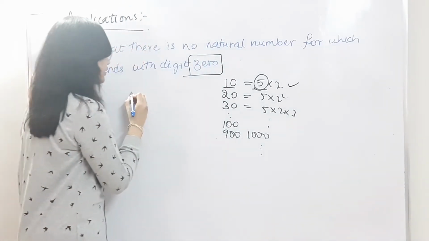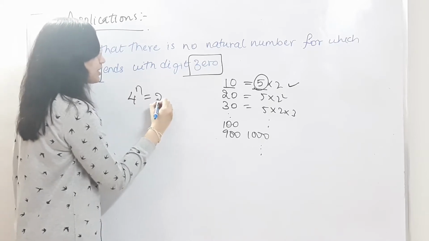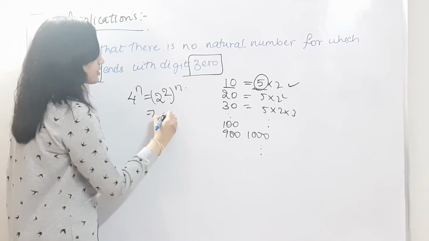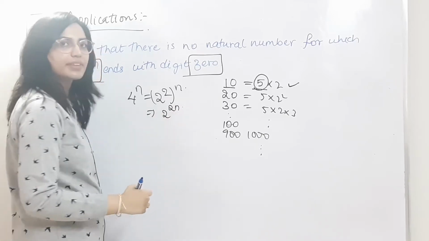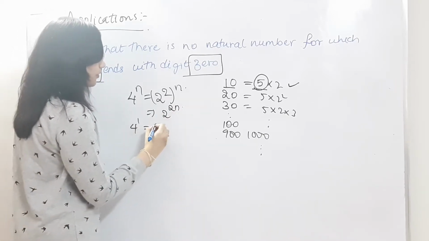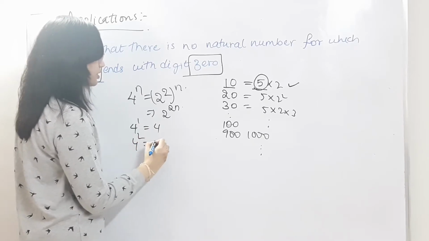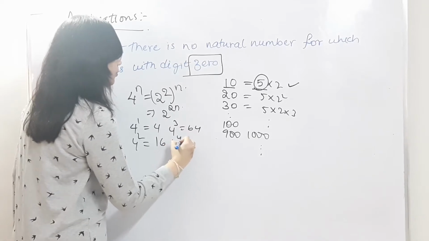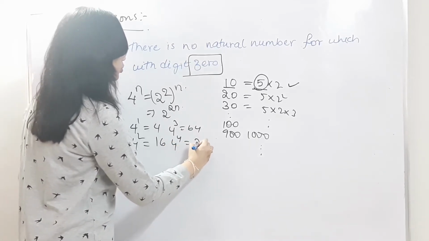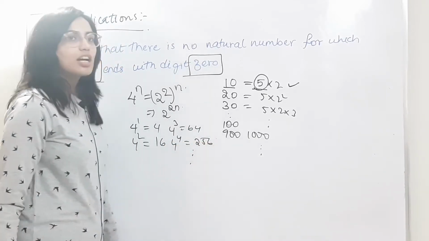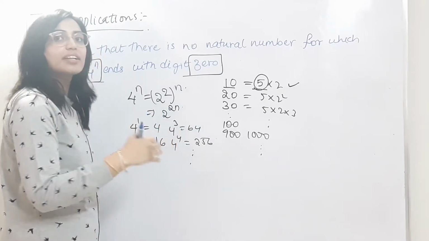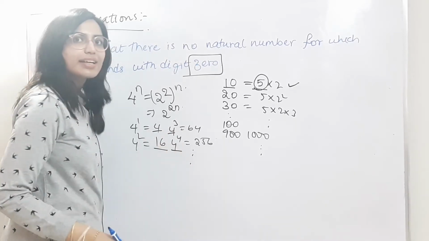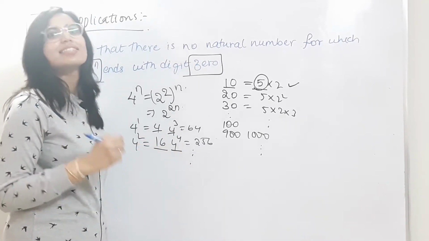We know that 4 power of n can be written as 2 square whole power of n, that is 2 power of 2n. That means 4 power of 1 is 4, 4 power of 2 is 16, 4 power of 3 is 64, 4 power of 4 is 256 and so on. No matter how many times you raise the power of 4, it will not end in 0.